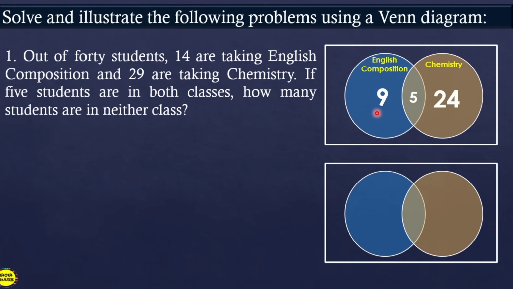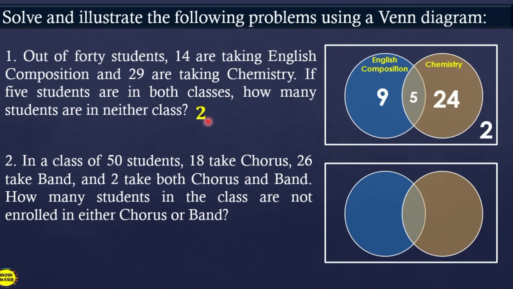So, ilan pa ang kulang? Ang students natin ay 40. So, meron pang dalawa. So, ibig sabihin sila yung hindi nagtitake nito at ito. Okay? So, ang tanong, how many students are in neither class? Wala dun sa dalawa. So, nakuha mo na yung sagot. That is 2.